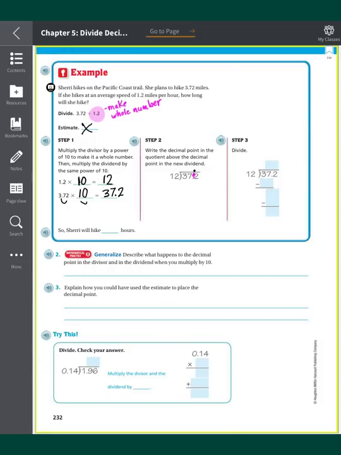So step 2, write the decimal point in the quotient above the decimal point in the new dividend. Then we're going to use our remembering how to do long division. Dumb monkeys sell Cheese Burgers, or rather, Checkered Bananas, is what it should say. And then we're going to divide, multiply, subtract, check, and bring down.